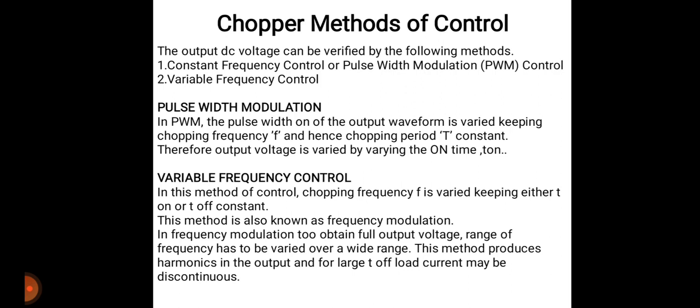In the next method, that is variable frequency control, the chopping frequency f is varied, keeping either T on or T off constant. This method is also known as the frequency modulation method. In the frequency modulation method, the frequency has to be varied over a wide range. This method produces harmonics in the output and, for large T, the load current may be discontinuous.